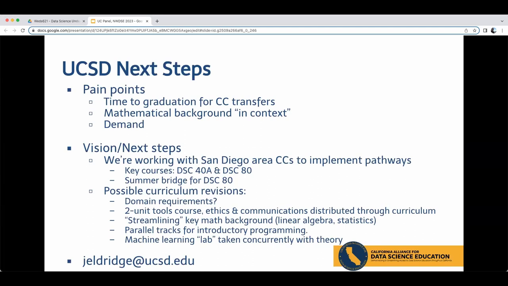So, next steps. I've said already, we're working with San Diego area community colleges to implement pathways. There we have 2 key courses, DSC 40A and DSC 80. 40A is that math methods course I was talking about. DSC 80 is that lower division capstone course I was talking about. And what we'd really like to do is make a summer bridge program where we offer DSC 80 over the summer, specifically for a cohort of transfer students, so they can get to know each other over the summer.